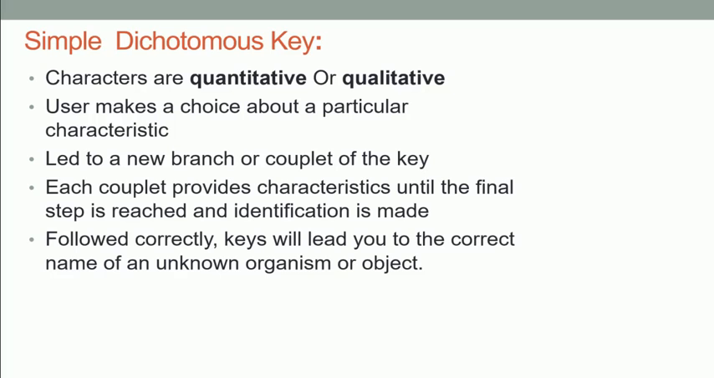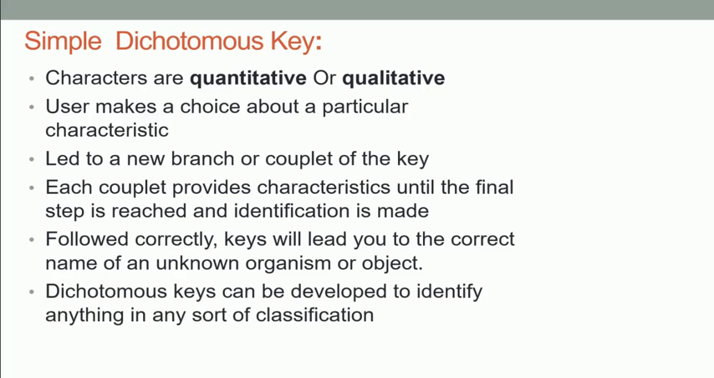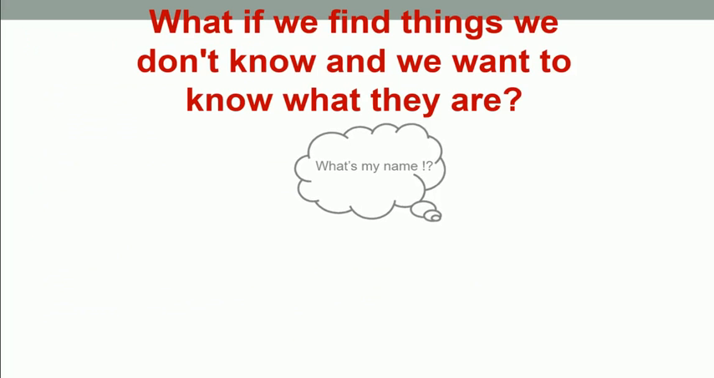So if you follow this key correctly, you will ultimately lead to the name of a particular unknown organism. So this dichotomous key can be developed to identify anything in any sort of classification. Okay, so that is the importance: using simple contradictory statements, a pair of statements known as a couplet, if you keep on following them, ultimately you lead to the identification of that organism.